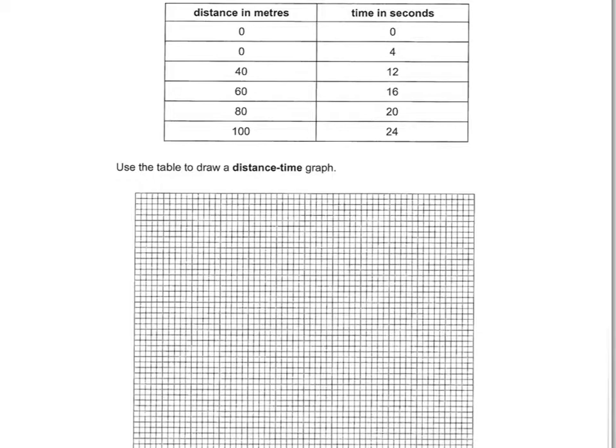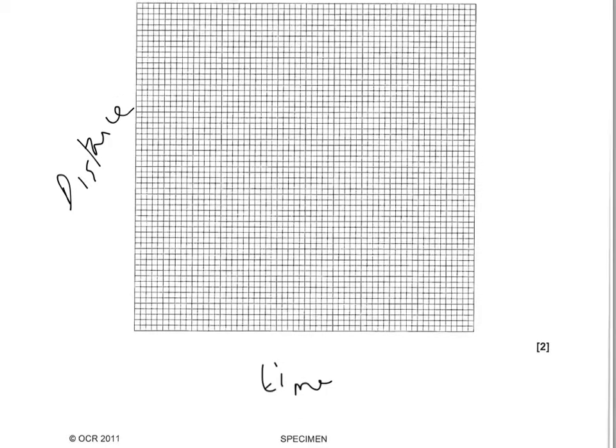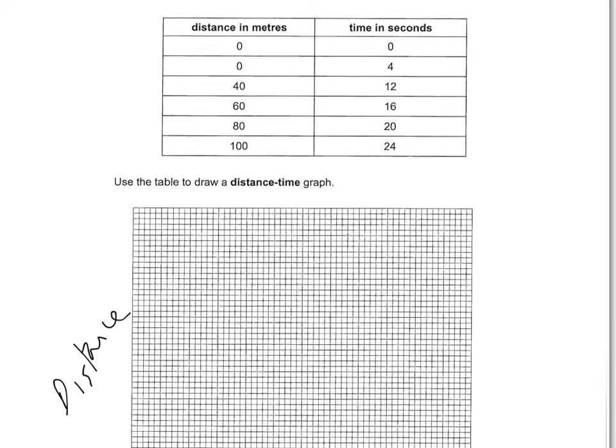First thing you've got to do is have time on the x-axis and distance on the y-axis. So you've got to have it the right way around. So time on the x-axis and distance. And then sensible scales. So distance needs to go up to 100 and time up to 24. So you have 0, 5, 10, 15, 20, 25, and so on. And then distance 0, 10, 20, 30, 40, 50, 60, 70, 80, 90, 100.